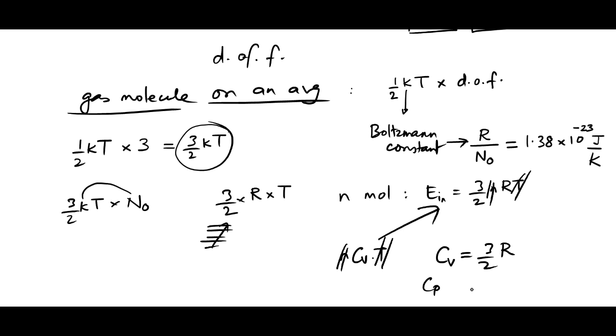And Cp, which is CV plus R, turns out to be 5 upon 2 multiplied by R. And finally, gamma, which is the ratio of specific heat Cp by CV, turns out to be 5 upon 3. So that's how to derive the values of CV and Cp and gamma for a monatomic gas using Maxwell's theorem of equipartition of energy.